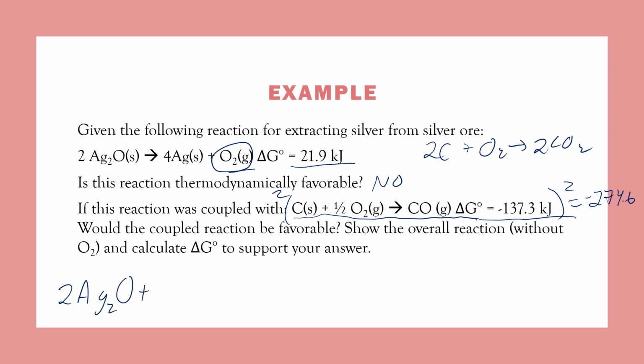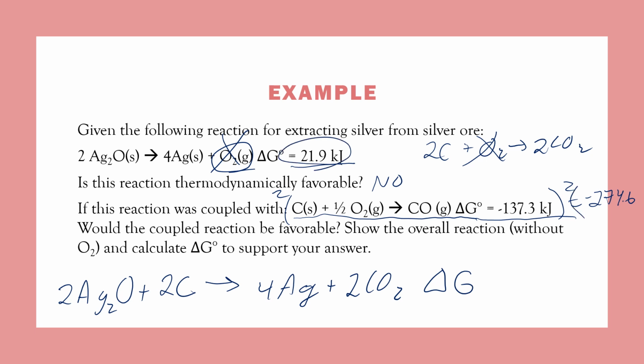So if I write the overall equation, all of the reactants together, 2Ag2O plus 2C, the oxygen cancels out, yields 4 silver and 2 CO2. And my overall delta G, I can add up the two together to get a negative 252.7. So yes, the coupled reaction would be favorable because it has a negative delta G overall.